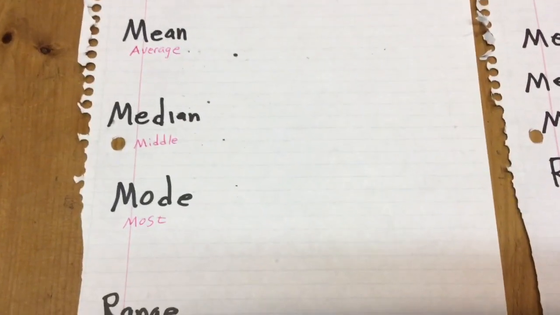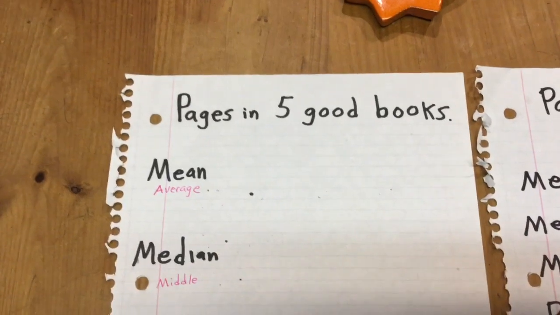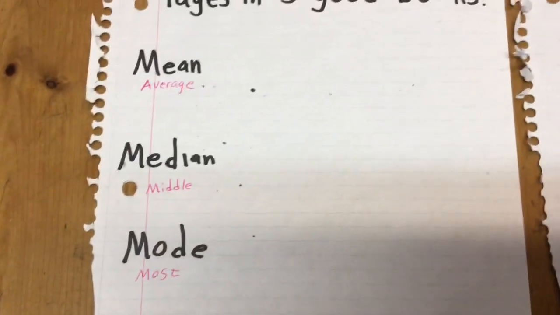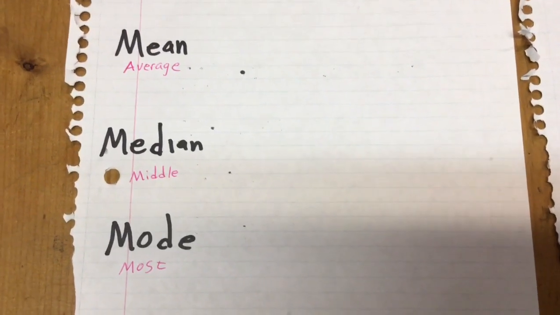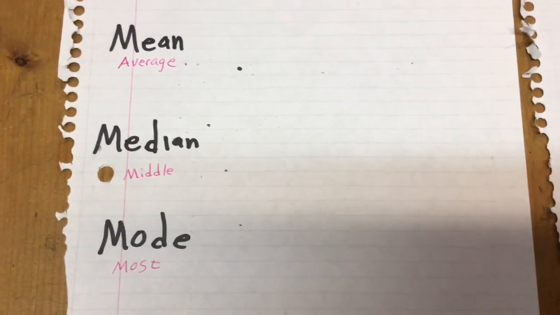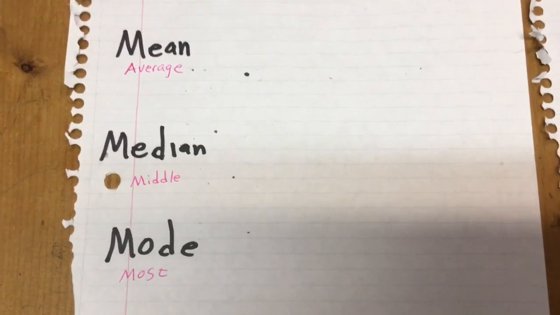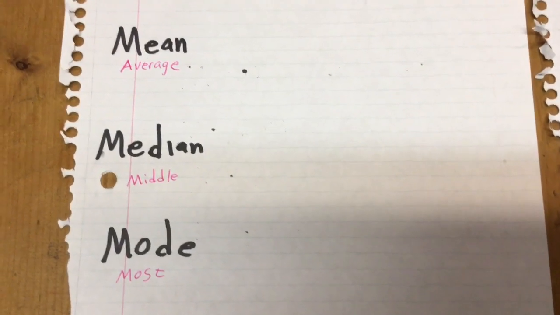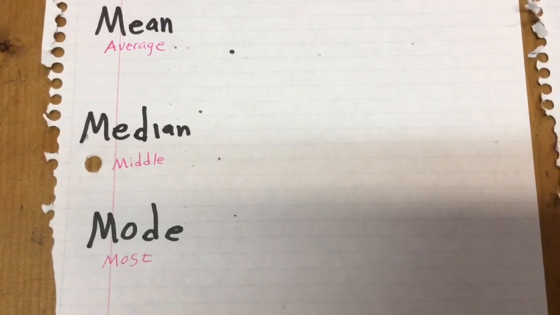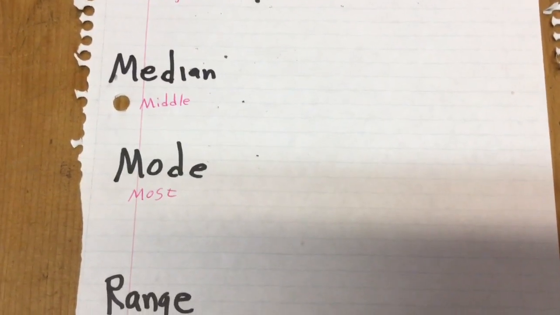Okay, next step, try to get two pieces of just ordinary notebook paper and get them to look like this. Put these on your paper. Mean, and then under that I wrote average because the mean is just the average of all the numbers. So I'm going to have you pick 5 things. So the mean will be add up all 5 things and then divide by 5, and that'll be your mean or average. The median is the middle number of the group.